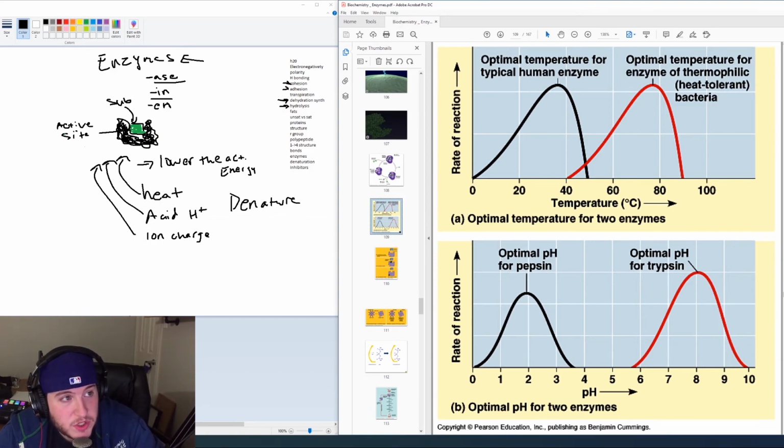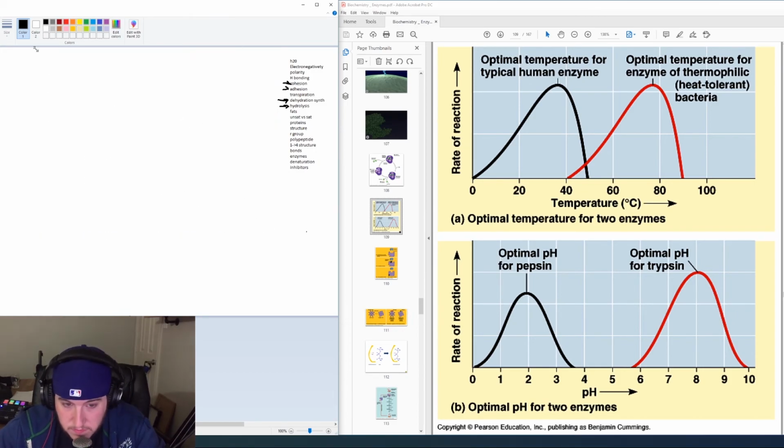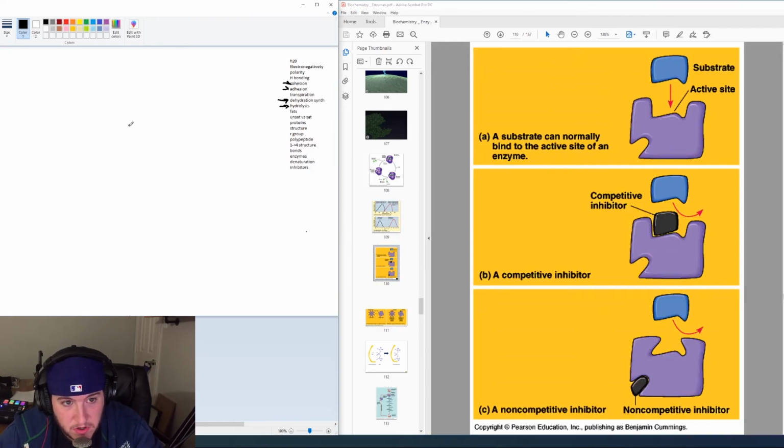And the last thing that we should talk about is inhibitors. Okay. Good old inhibitors. Now there's two kinds of inhibitors. Okay. So we have our enzyme, which I'm not going to draw with the big old muckled mess again. I'm just going to draw this. This is enzyme.